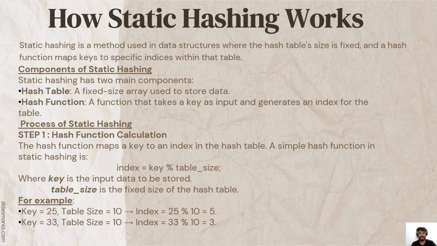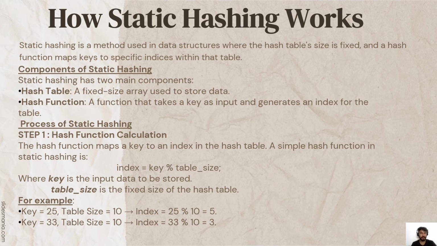How does static hashing work? Static hashing is a method used in data structures where the hash table's size is fixed and a hash function maps keys to specific indices within that table. Components of static hashing: static hashing has two main components. First, the hash table, and second, the hash function.